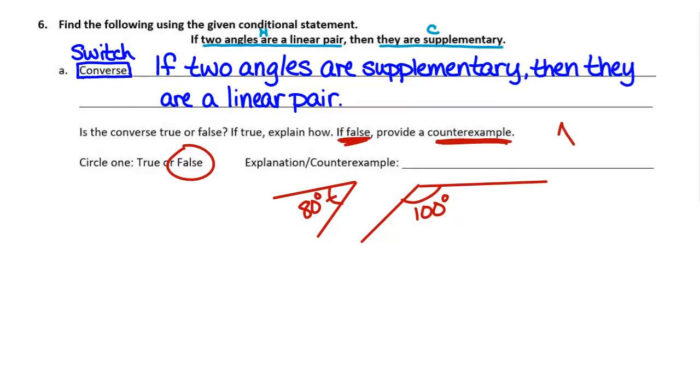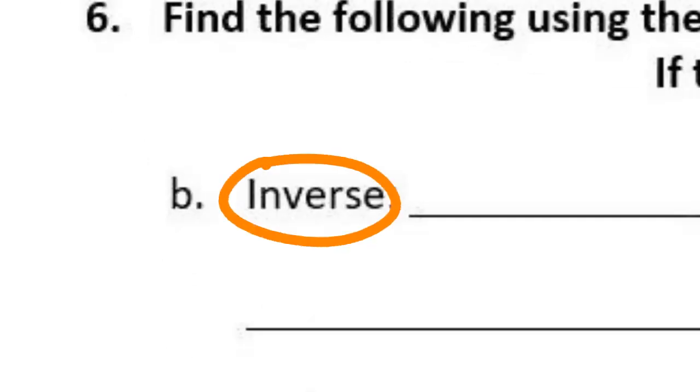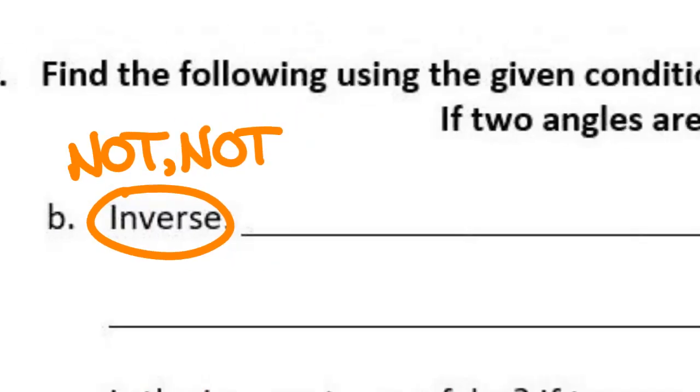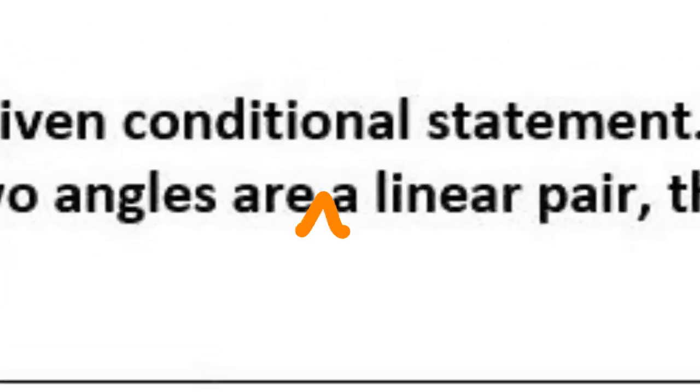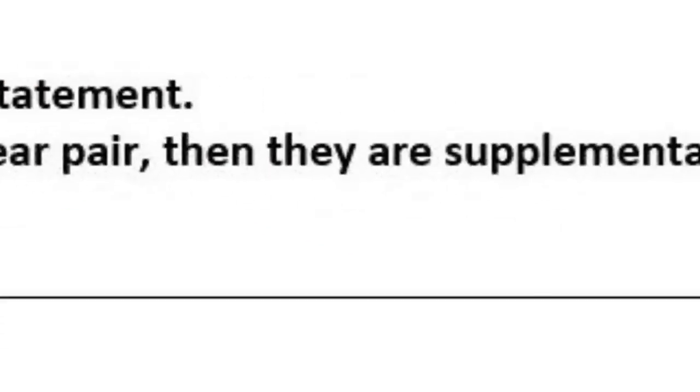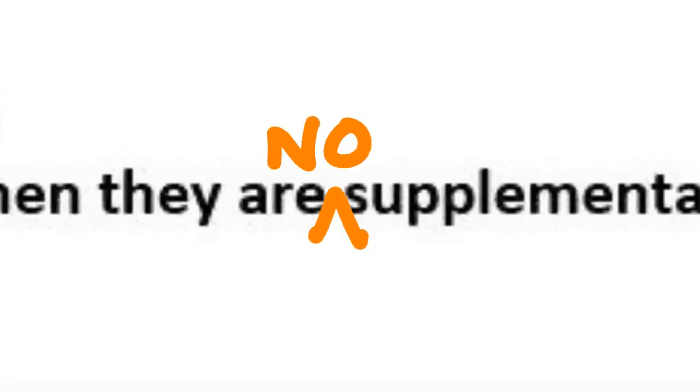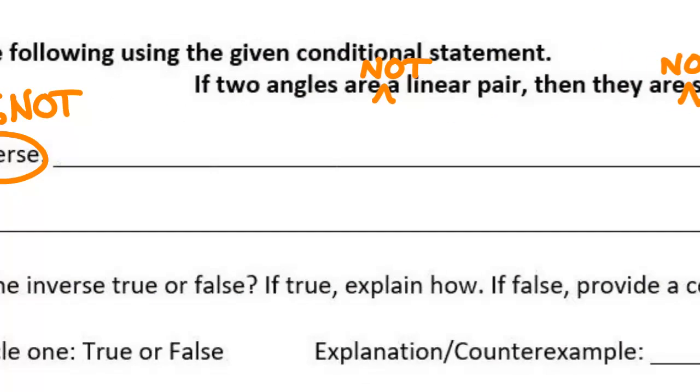All right. Let's go look at part B then. In part B, we are going to write the inverse. What was our key word for inverse? Or words? Not. Inverse is not. We put a not with our hypothesis, and we put a not with our conclusion. And then I still have to write this all out. You can't just write in those little annotation marks and fix it that way.